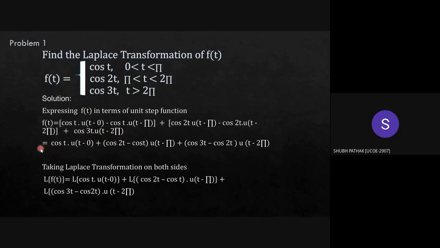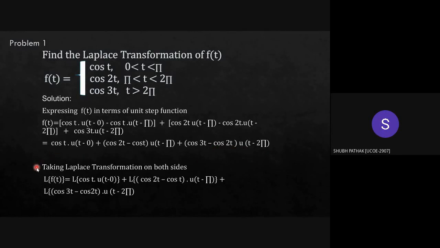Now, as you can see, t minus pi and t minus 2 pi are repeated in this expression. So we'll take them common, which will help us simplify the equation. So we'll get f of t is equal to cos t into the unit step function of t minus 0, plus cos 2t minus cos t into the unit step function of t minus pi, which we have taken common, plus cos 3t minus cos 2t into the unit step function of t minus 2 pi, which again we have taken common.